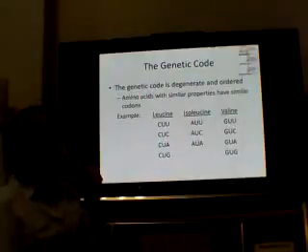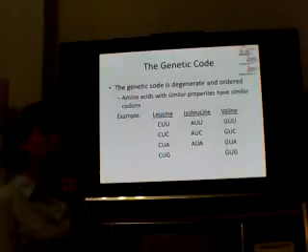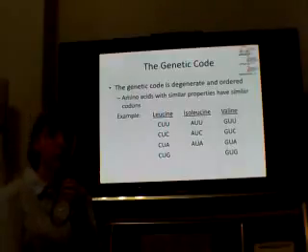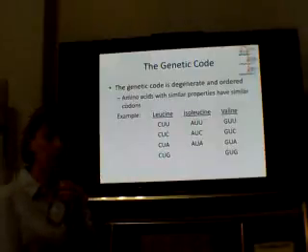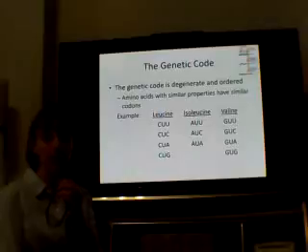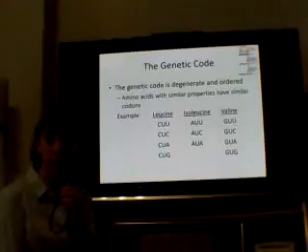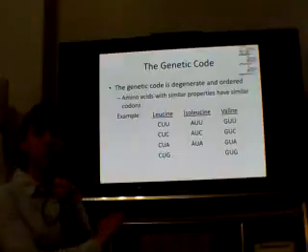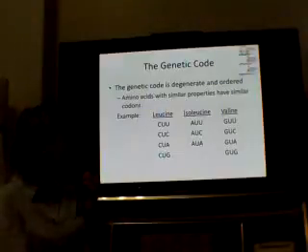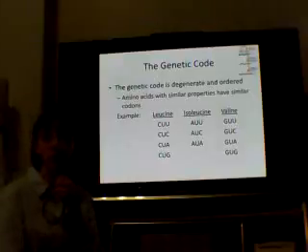Degenerate and ordered. So now ordered, what do we mean by that? Amino acids with similar properties have similar codons. Okay, so for example, leucine, isoleucine, and valine are all hydrophobic amino acids, and they look very similar in their 3-dimensional structures. And if you'll notice, they have very similar codons: CUU, AUU, GUU.